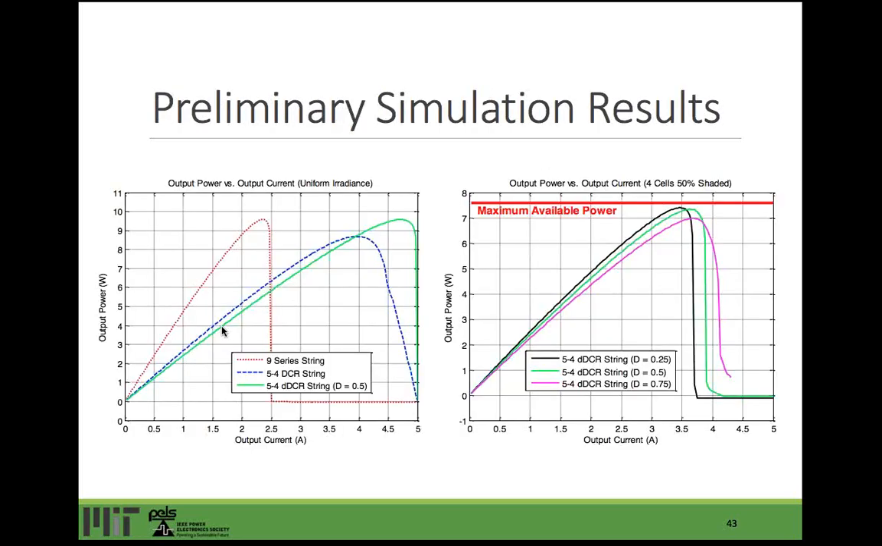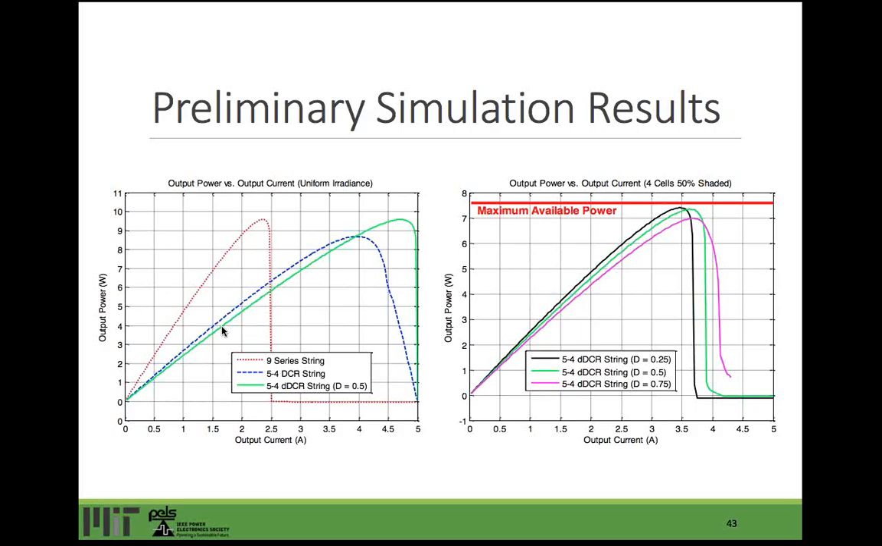I'd like to show you two simulations before I wrap up. Here we have, again, the x-axis being the output current and the y-axis being the output power. On the plot on the left, we're comparing a 9-series string to a 5-4 DCR string to a 5-4, what we're calling differential DCR string with a split current source inverter. In this case, there is uniform irradiance, so the current split ratio is expected to be even at 0.5. And we can see that insertion loss has indeed gone to 0 with this configuration compared to the original DCR.